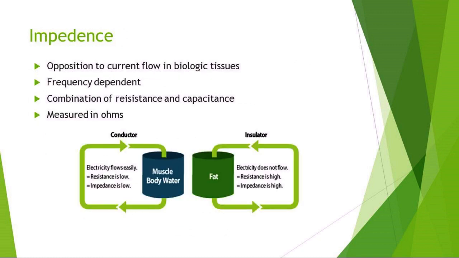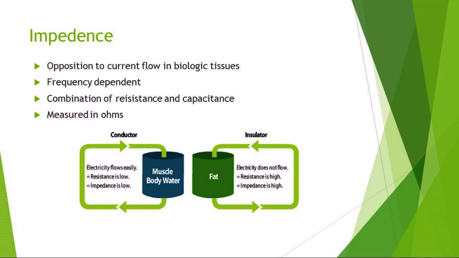Impedance is the opposition to current flow in biological tissue. So you can think about impedance as being a combination of resistance and capacitance. It's frequency dependent and it's measured in ohms, just like resistance is, because it's biological resistance. There are some things in the body that are conductors, like muscle and body water, so just our body fluids. Electricity flows easily through these conductors. Resistance is low and impedance is low. Fat is an insulator. Electricity does not flow easily through it. Resistance is high and impedance is high. So we have that opposition to current flow.